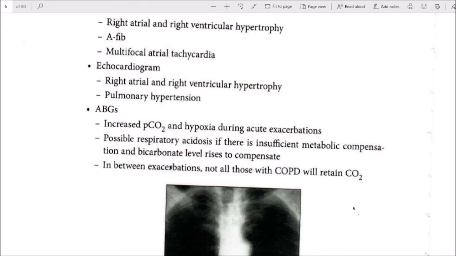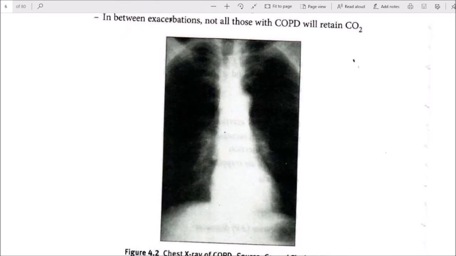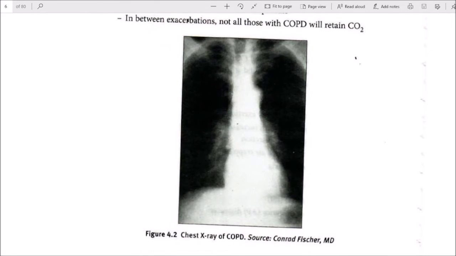Arterial blood gases show increased partial pressure of carbon dioxide and hypoxia during acute exacerbations. Possible respiratory acidosis if there is insufficient metabolic compensation, and bicarbonate level rises to compensate. In between exacerbations, not all those with COPD will retain CO2. Chest X-ray of COPD.